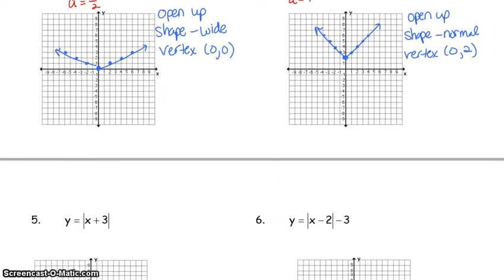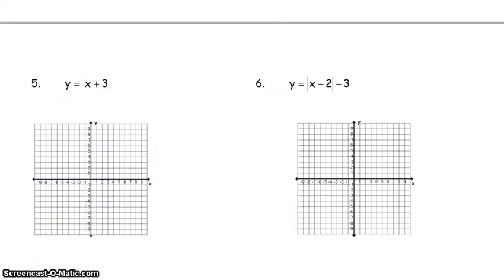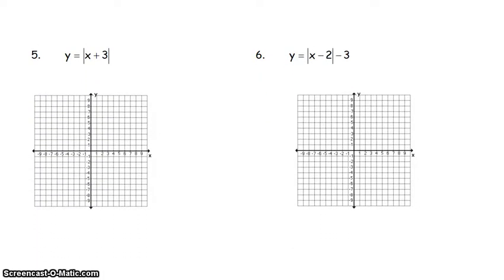Alright, turn that sheet over. Looking at number 5, we've got y is equal to the absolute value of x plus 3. We're still going to start by looking at that a value. Our a value is 1, so we are going to open up. It's 1, so it's going to have a normal shape.